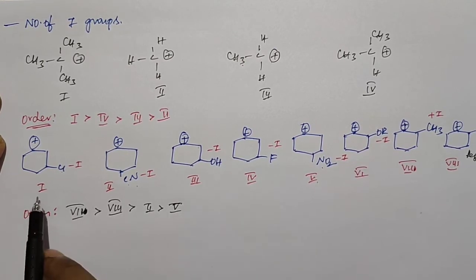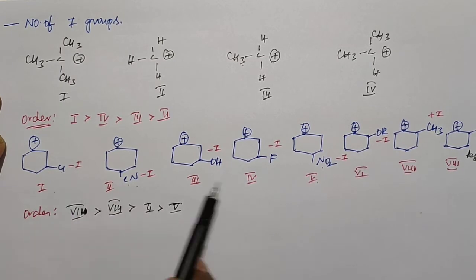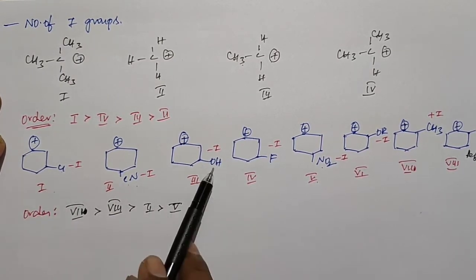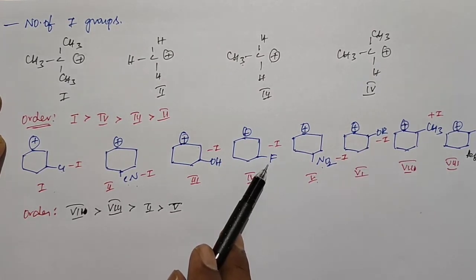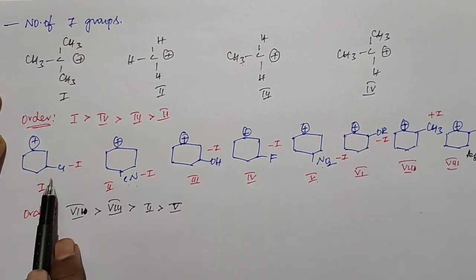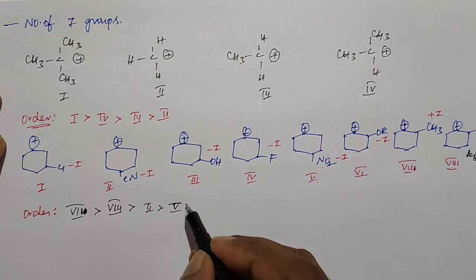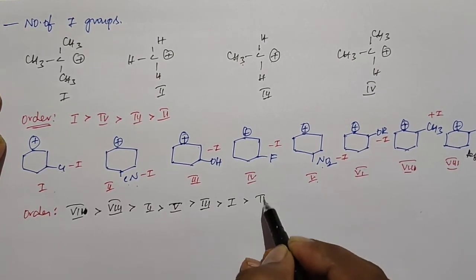Then we need to compare 1, 3, 4. Why? Because in the 1, 3, 4 structures we have the minus I groups at the same position, but here we have chlorine, OH, fluorine. Among all these, fluorine has more minus I power, so it is least stable in the 1, 3, 4 structures. After that, chlorine is less stable, and OH has less minus I power, so it is more stable, after the first one, after the fourth one.